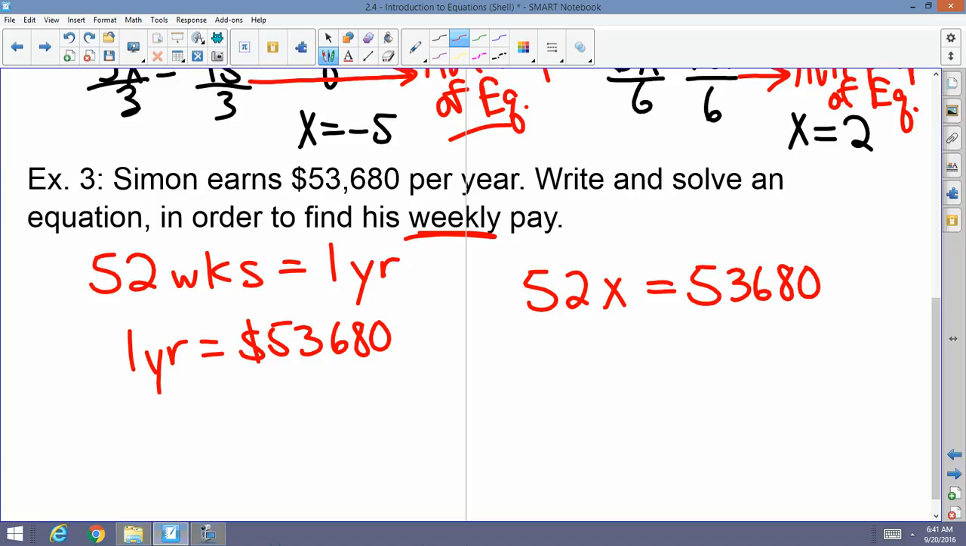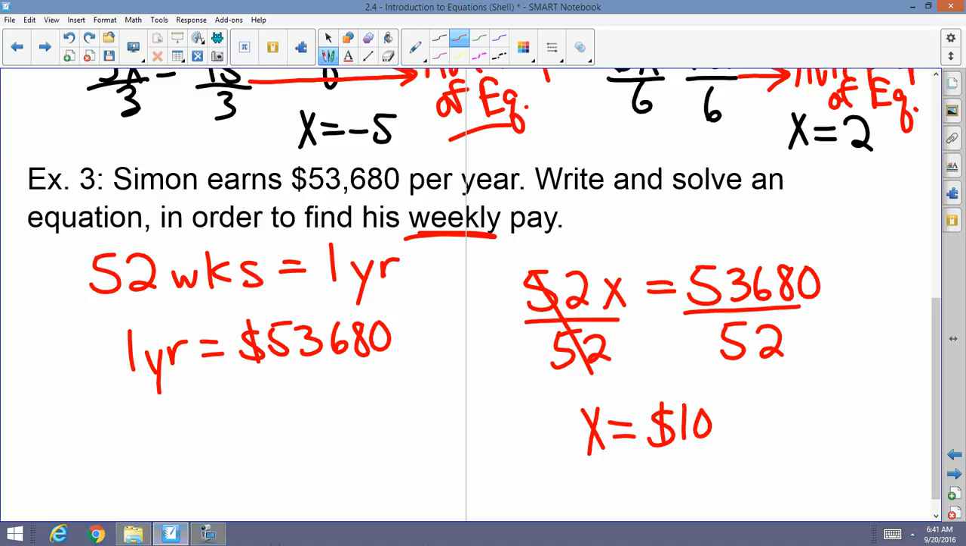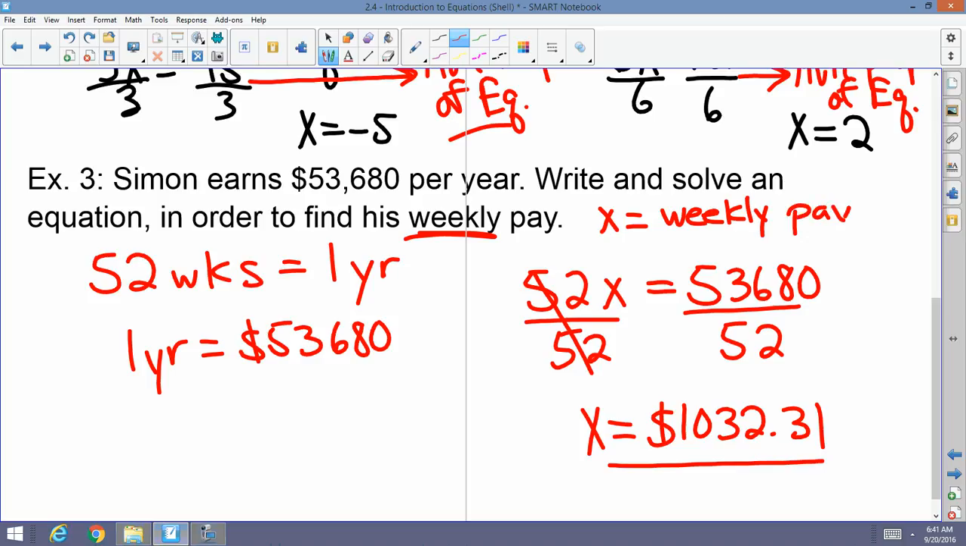So once you have this written down, now it's easy. I'm going to go ahead and divide by 52 on both sides. And my x, which is my weekly payment, is 53,680 divided by 52. So that would be $1,032.31 per week. So x equals the weekly pay. All right? Easy peasy. All right, next.